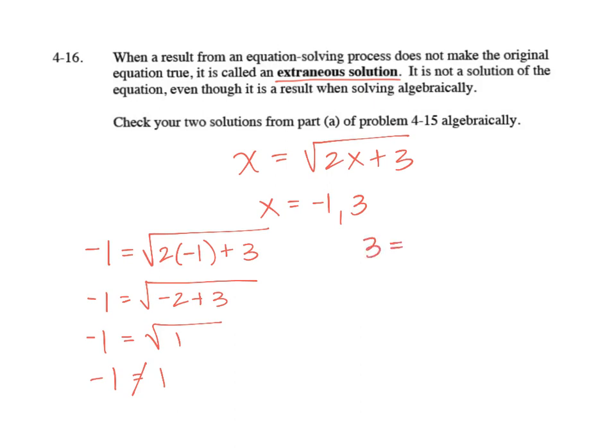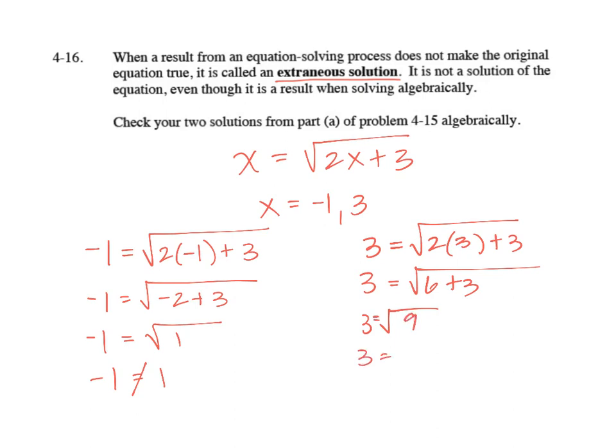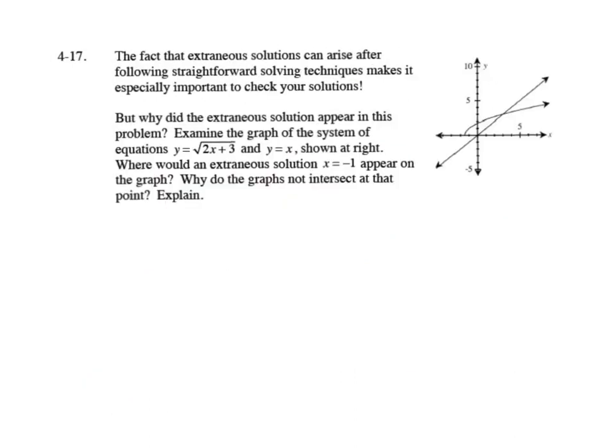So I'll put 3 in for x. So 3 equals the square root of 2 times 3 plus 3. So that's going to give me 6 plus 3, and 9. Oh, so now I'm getting something that makes sense. Square root of 9 can be 3. Okay, so here we go. So to summarize, I have one solution that actually works and one that is an extraneous solution.